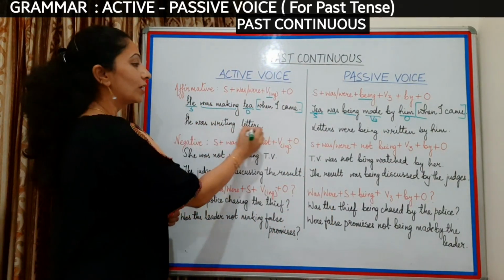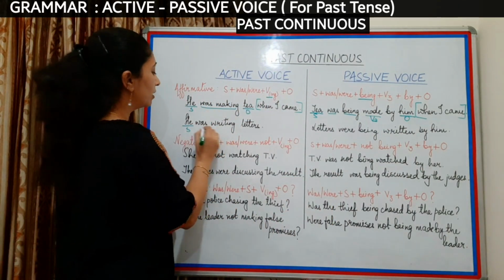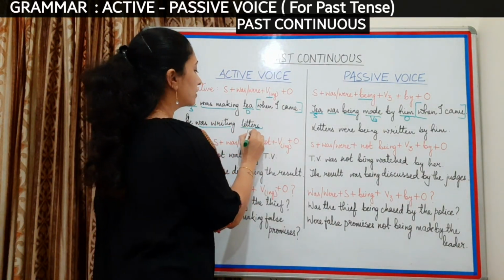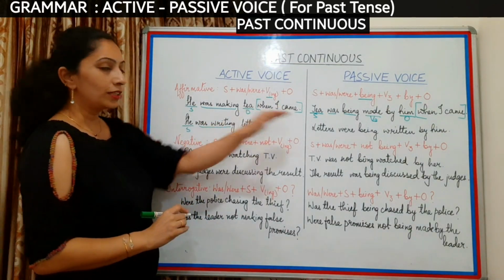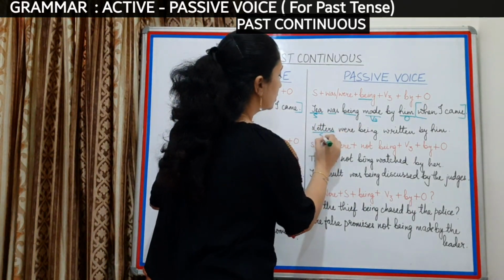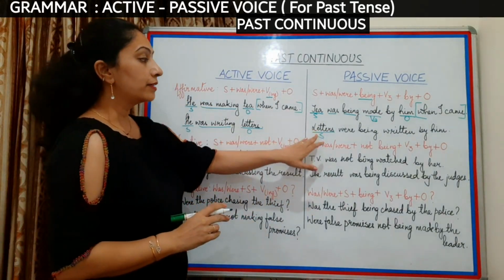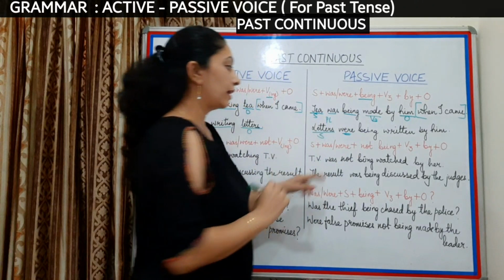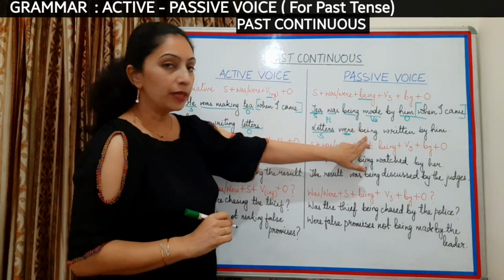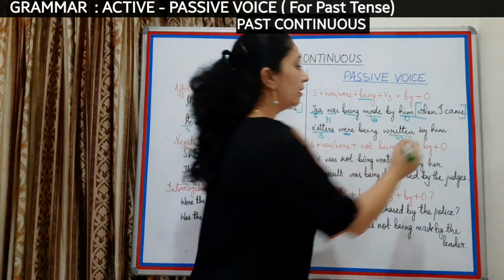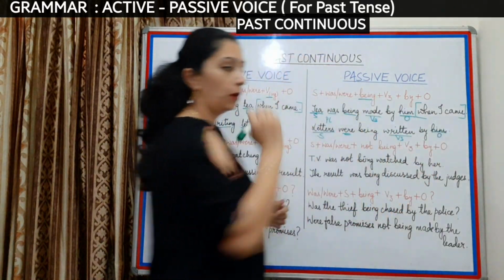Next, he was writing letters. So he is the subject. Was writing is the verb in continuous form and letters is the object. Now when I change the position of object and subject, letters will come first, but here letters is plural. So because it is plural, I am going to use the helping verb were, then being and the V3 form of the verb, by him, the new object.